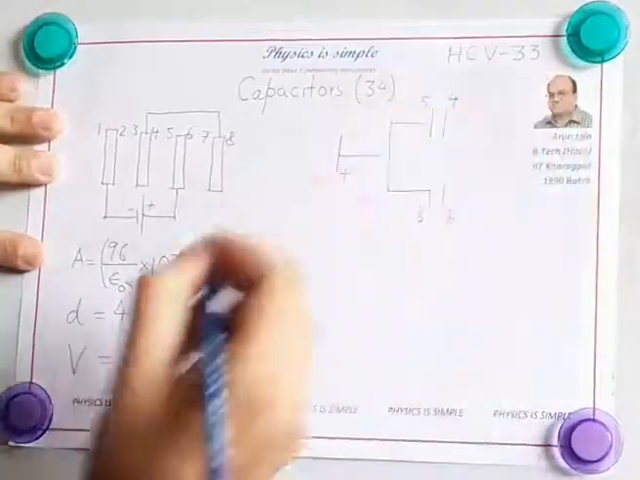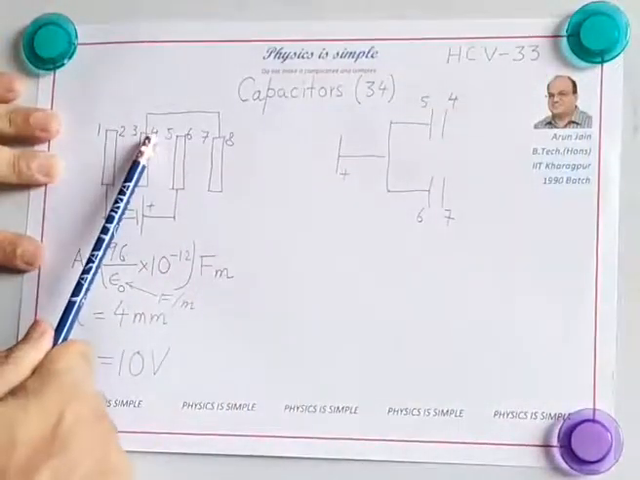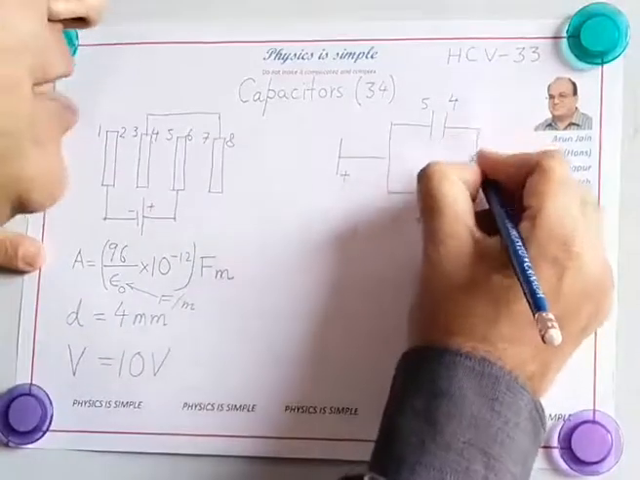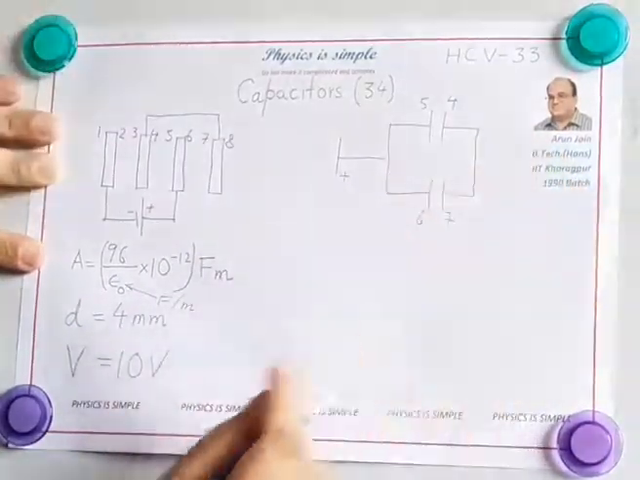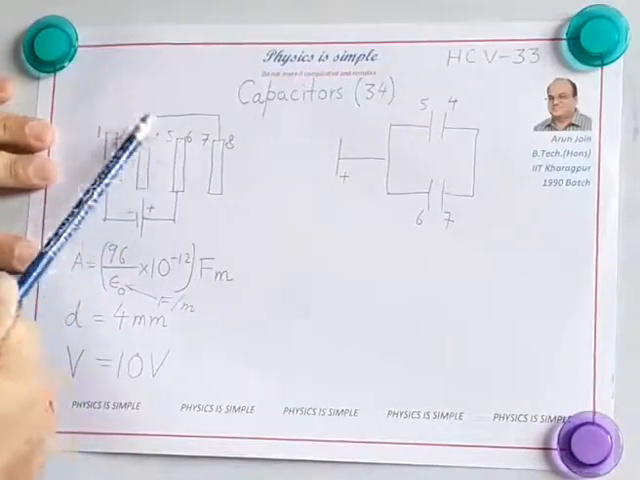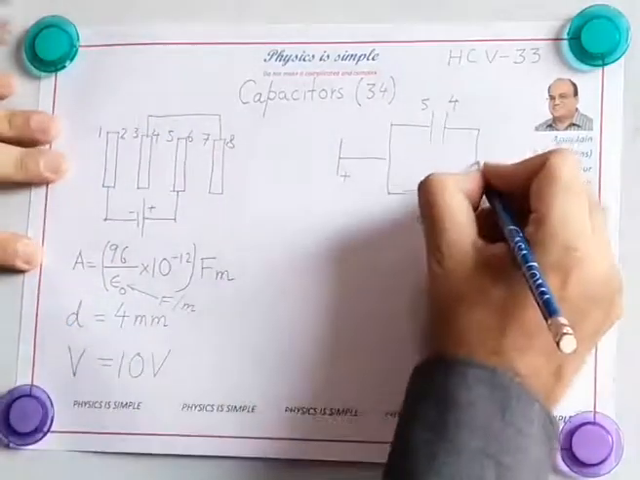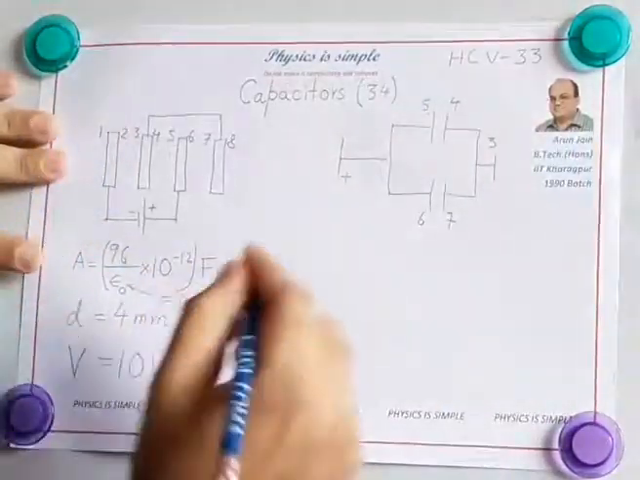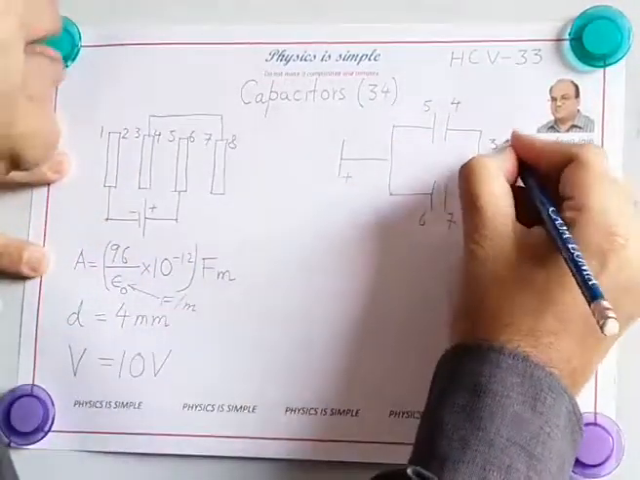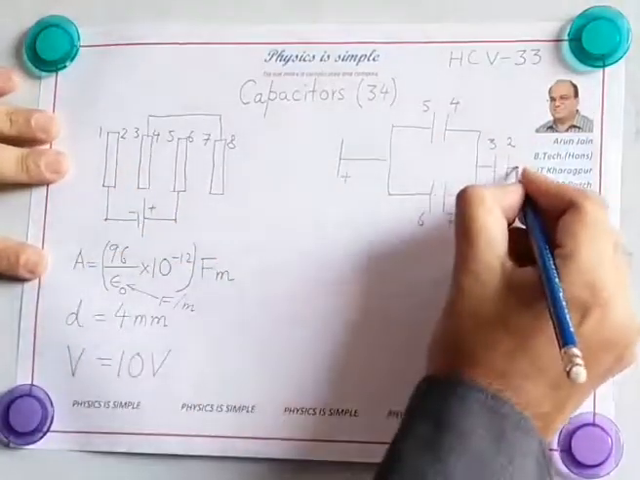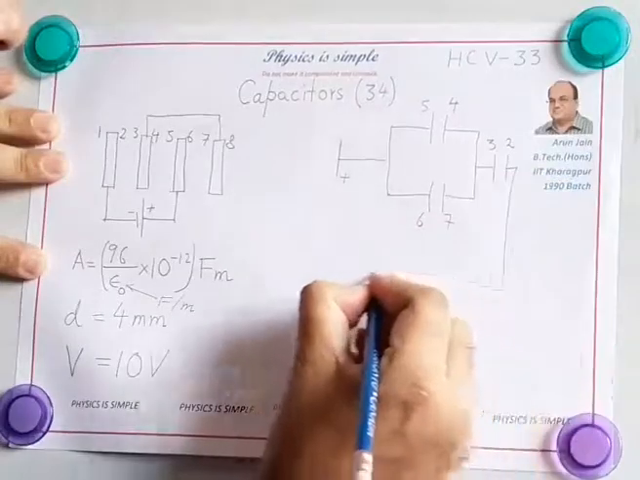So this is 4. Then 4 and 7 are connected. And 4 and 3 are connected. They are part of the same plate. Between 3 and 2, we have a capacitor. And 2 is connected to the minus terminal of the battery.